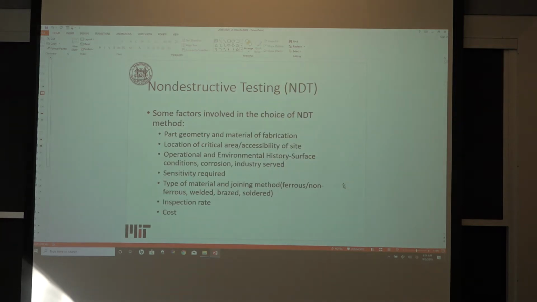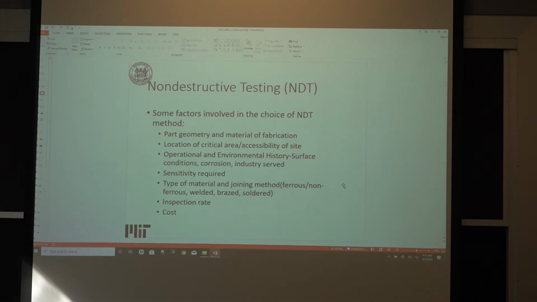So some factors involved in the choice of your method are what I discussed before: the geometry as well as what type of material. Whether it's a carbon steel, an alloyed steel, non-metallic, metallic, or carbon fibers, these things will all affect what techniques are applicable if you're looking for surface flaws or subsurface flaws.